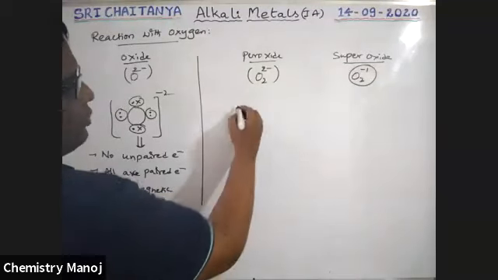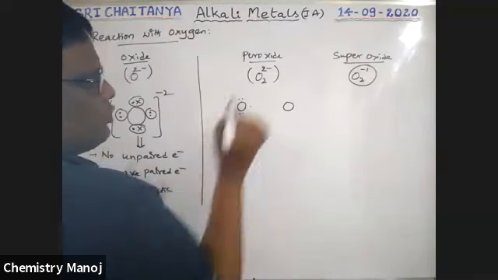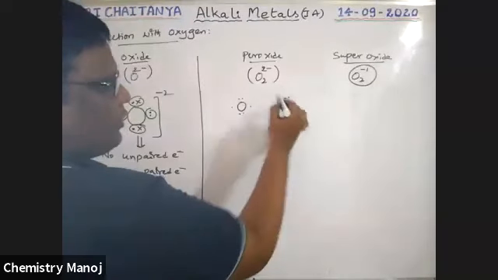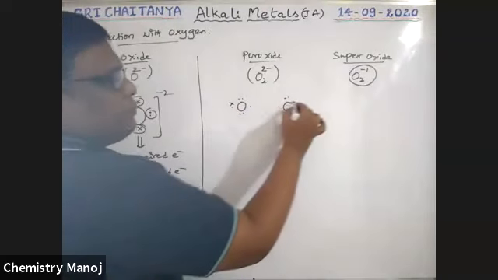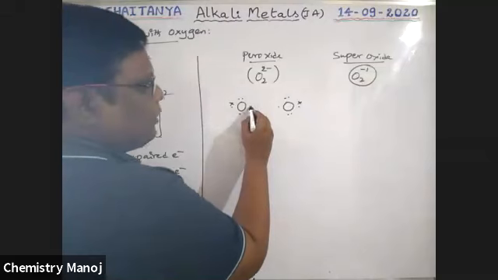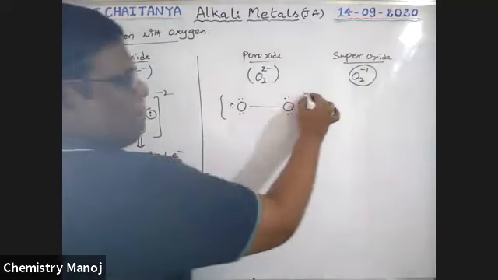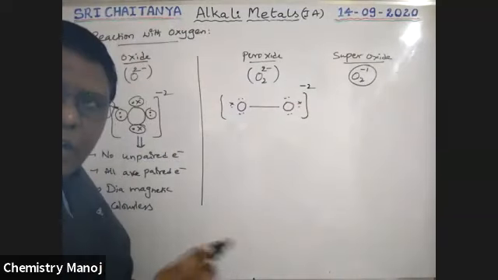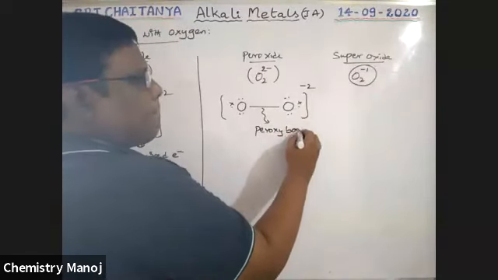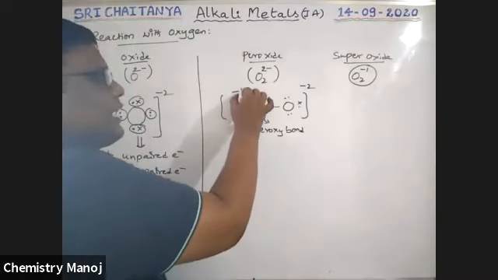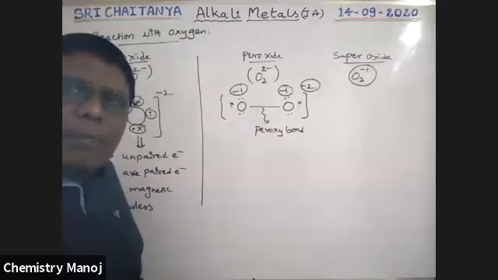Now peroxides. O2 2-. This is oxygen and this is oxygen. Each oxygen has 2 pairs of electrons and 2 unpaired electrons. And minus 2 means 2 more electrons are gained. So these 2 unpaired electrons are bonded up. This is O2 2-. There is a single bond between oxygen and oxygen; this bond we call the peroxy bond. Here each oxygen has oxidation state -1 individually.